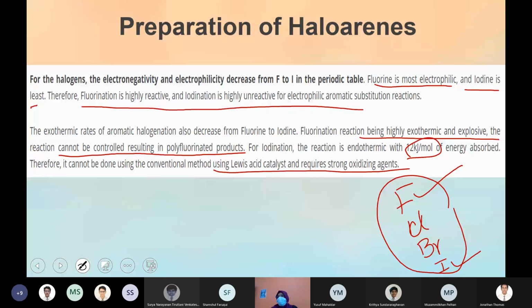But iodine is weak. If you're using a weak Lewis acid like FeCl3, which was the catalyst we were using, the reaction does not proceed with FeCl3. It's already weak and less reactive. So you need to use a strong acid or strong oxidizing agent like HNO3 or HIO4. That is the reason why most of the examples we discuss here will be of chlorine and bromine, because those kinds of reactions you can do.